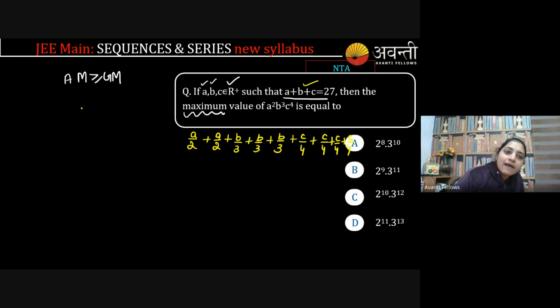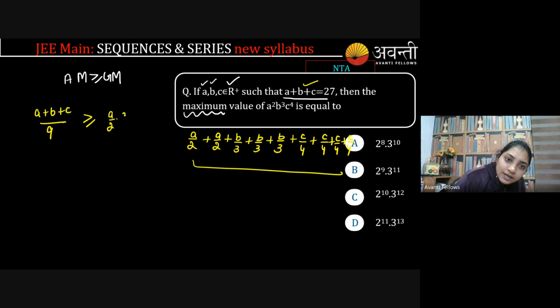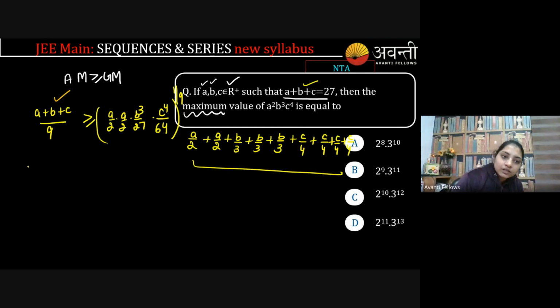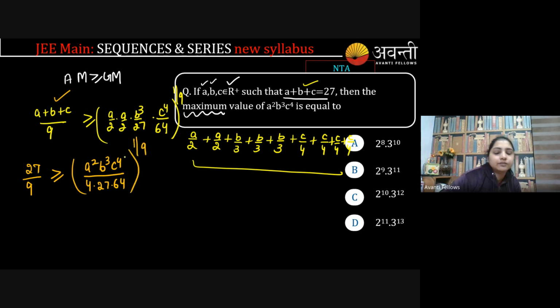So as per the question, the sum of all these numbers, they are 9. It means (A plus B plus C) divided by 9 is greater than or equal to (A by 2, A by 2, B cube by 27, C4 by 64) whole power 1 upon 9. A plus B plus C is 27. So 27 divided by 9 is greater than or equal to (A square B cube C4 divided by 4 into 27 into 64) whole raised to power 1 upon 9. Right?